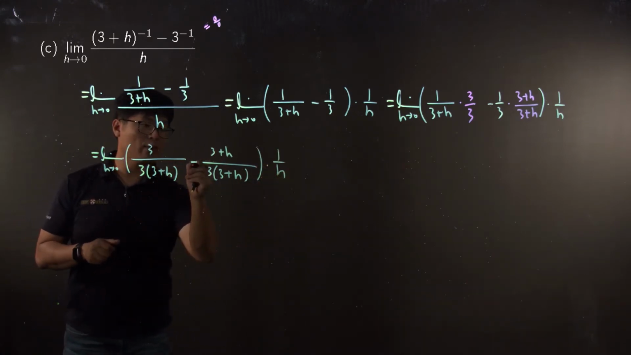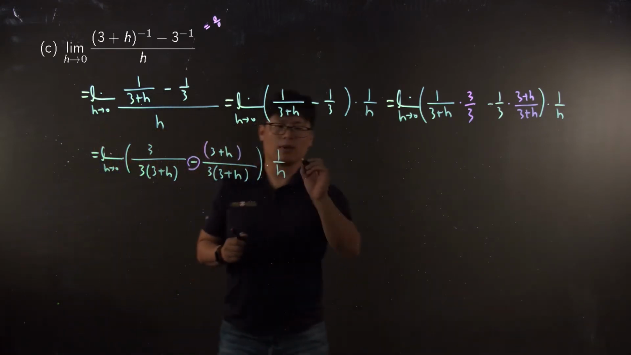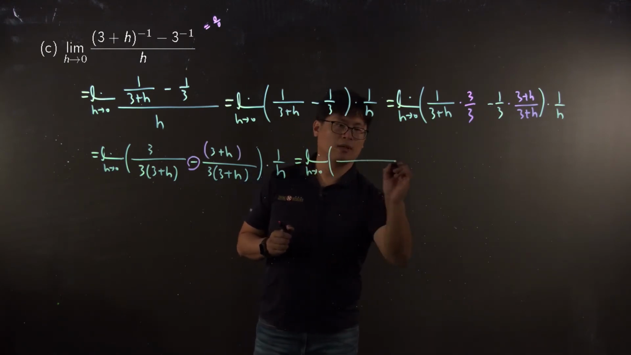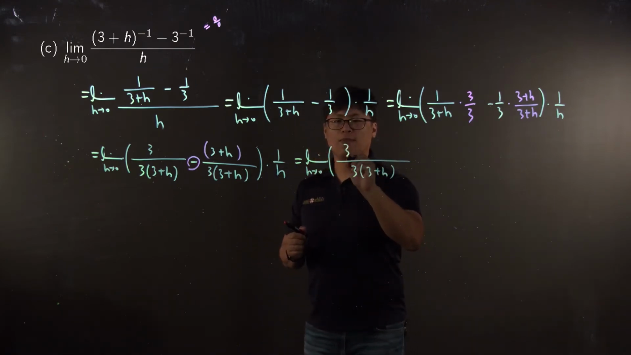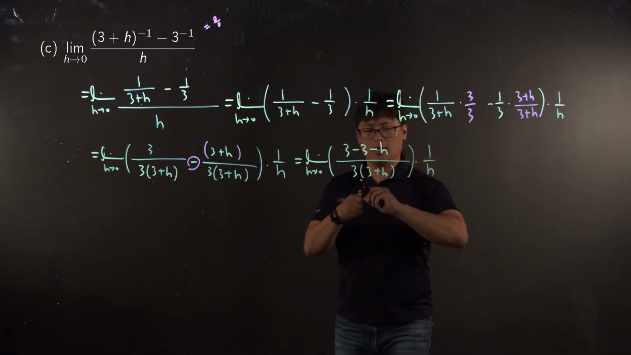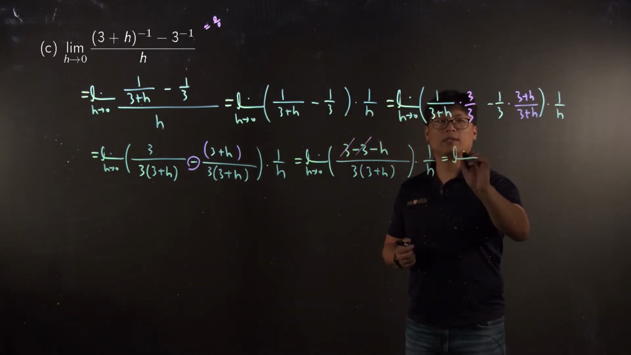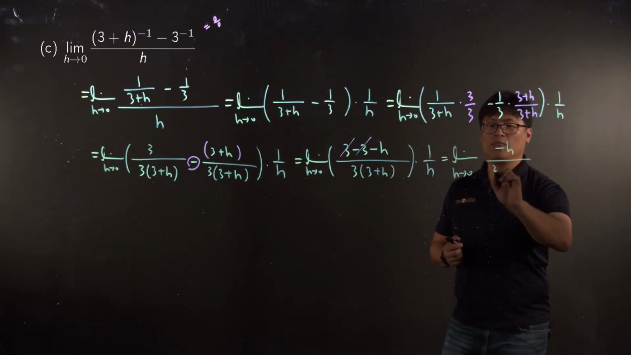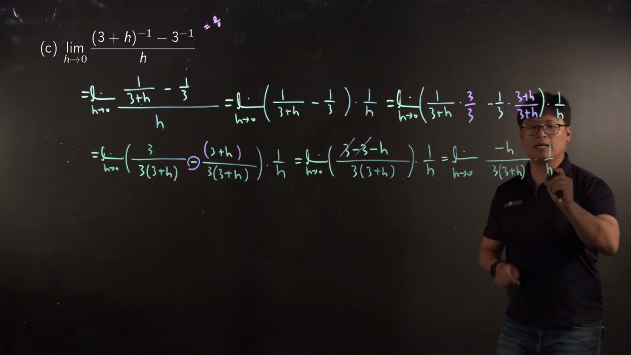But be careful, whenever you have a negative sign in front of a fraction, there is a parenthesis. So here we go. H goes to 0, one common denominator now, and numerator 3 minus 3 and minus h now, 1 over h. You have to keep that in mind. It always happens. Then that is equal to limit h goes to 0, negative h over 3 times 3 plus h and 1 over h. It must happen.